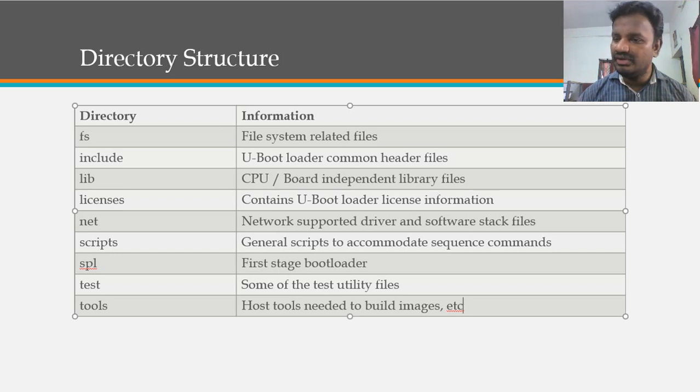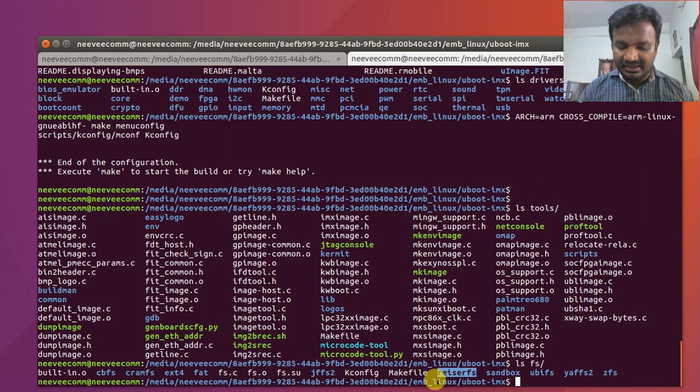And we have the lib folder, which contains CPU and board independent library files. And we have the license folder, which contains information about the U-Boot loader license. And we have net, which contains network support drivers and their corresponding software stacks. All those things will be present inside the net folder.